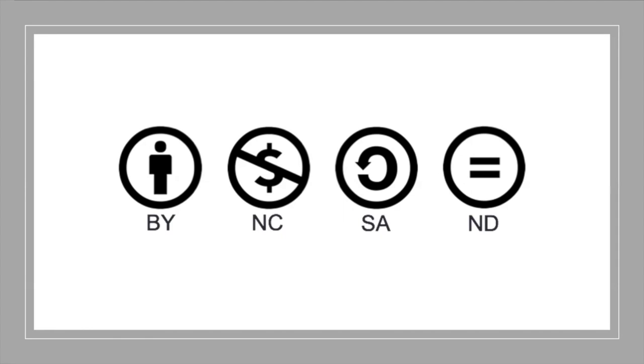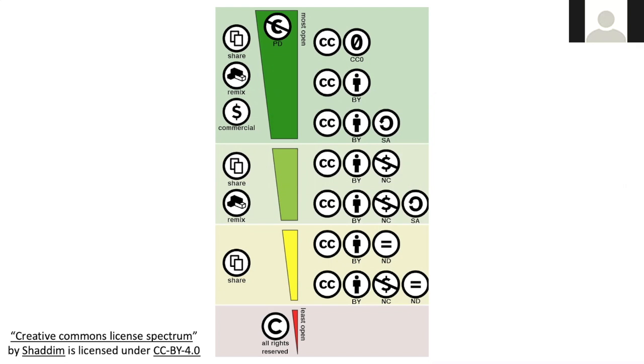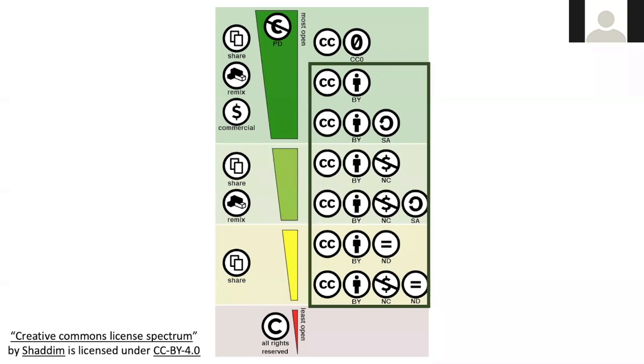Let's see how these 4 elements can be combined into the 6 different Creative Commons licenses. Here is a spectrum of copyright options. The Creative Commons licenses can combine the elements we just discussed in 6 ways, and all are ways of modifying traditional copyright with its all rights reserved to be less restrictive, but still retain more rights than dedicating the work to the public domain, which can be done with the CC0 license.